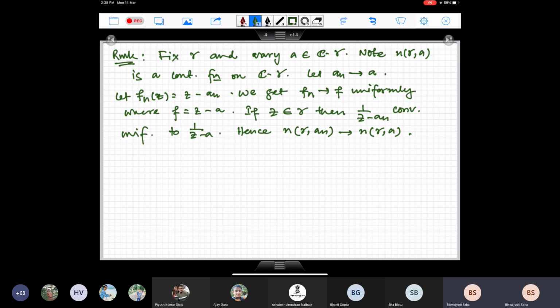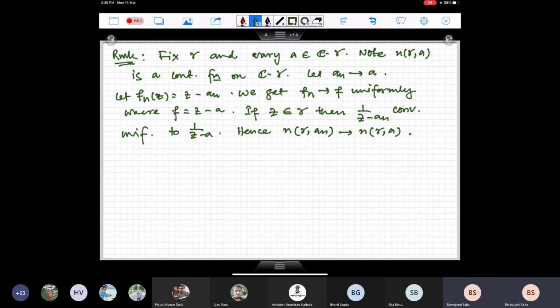Okay. So now that I see this n gamma a is a continuous function on C minus gamma, I would be able to say some more precise statement about how the function n gamma a looks like. Okay. So is this clear to all of you that this is a continuous function on C minus gamma? Yes, sir.